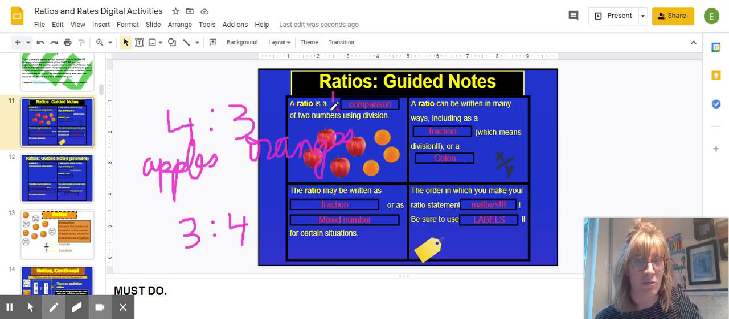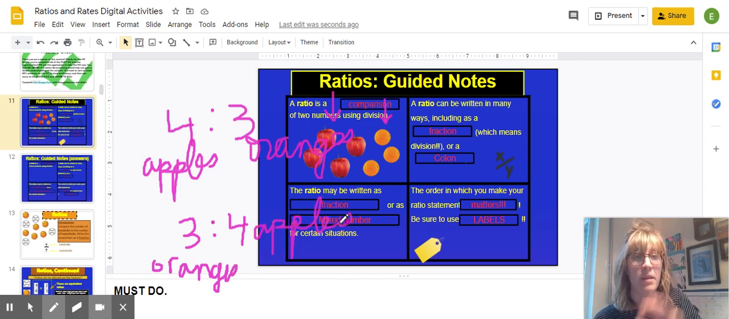However, in this picture, apples are first and then come oranges. So if you write 3-to-4, it can absolutely be true if you label it and say, what I mean is it's 3 oranges to 4 apples. So the order matters, and most importantly, the order matters when you use labels to describe exactly what you mean.